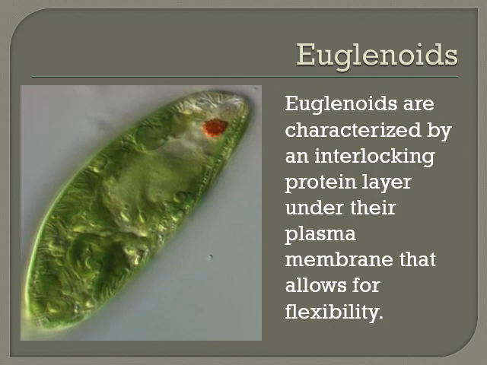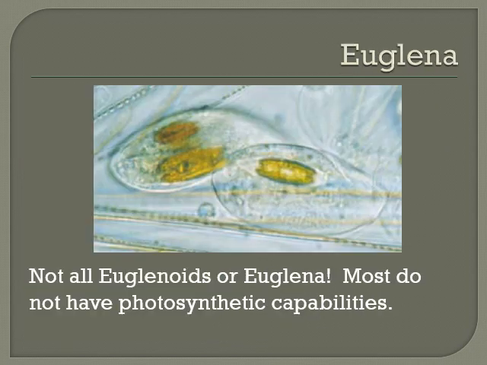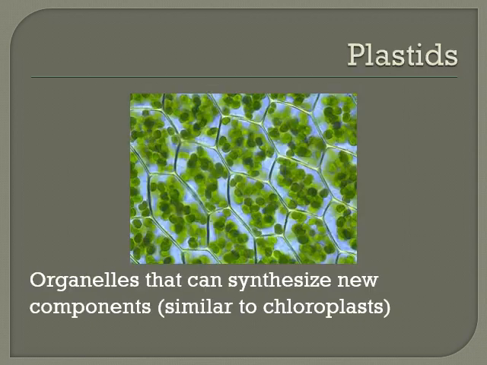The big thing that characterizes euglenoids, though, is flexibility. Because not all euglenoids are euglena. Most don't have photosynthetic capabilities at all. They do, though, have what are known as plastids. You guys know one plastid very well. What is the plastid you know? The chloroplast. And the chloroplast is there to synthesize organic molecules. That's what most plastids do, synthesize molecules. The chloroplast happens to do it using light. Others do it using different types of energy.